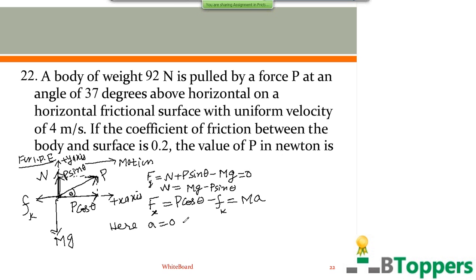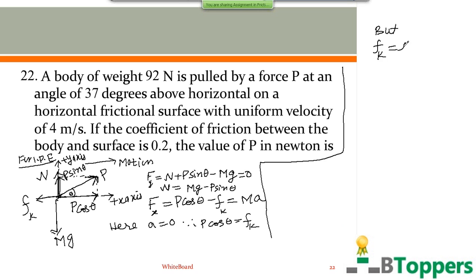Therefore, you get P cos theta equal to Fk. That is, the magnitude of kinetic friction on the block is equal to the magnitude of the horizontal component of the pulling force. But the magnitude of kinetic friction on the block can be written as the product of the coefficient of kinetic friction and the magnitude of the normal reaction. We can substitute here N equal to mg minus P sin theta.